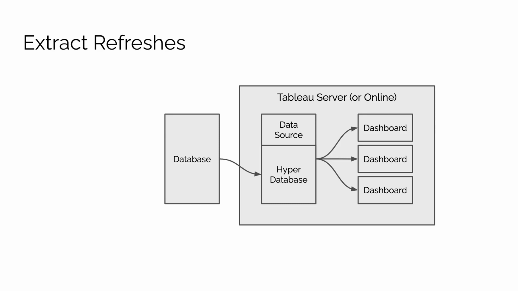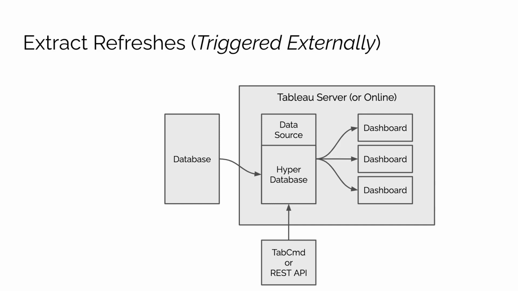Now, in this particular use case, we're actually relying on a scheduling capability built into Tableau to pull data into the hyperdatabase, but we can also trigger this externally. Now, there's a few ways that we can trigger this externally. We can use a command line tool called tab command, which issues commands against the Tableau server instance, telling it to pull fresh data.